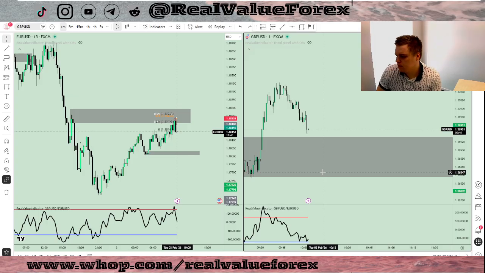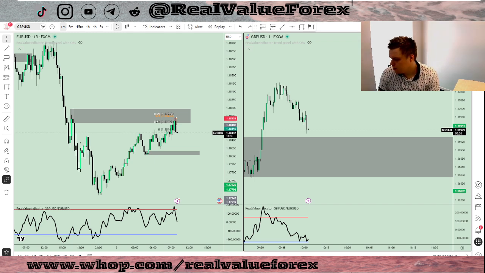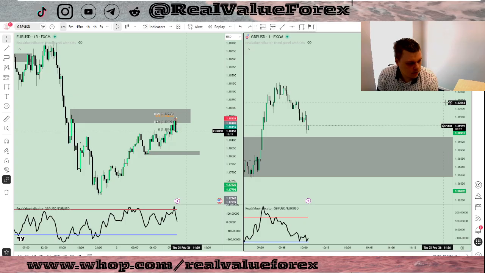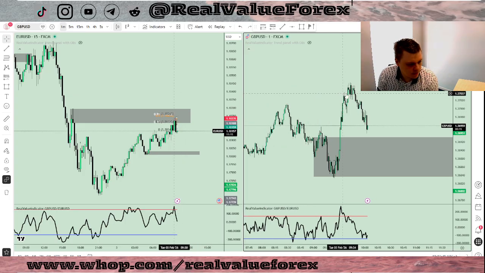Let me check out chat as well. GBPUSD sell zone. No, there is no unmitigated order block. There is a really good POI level, but not an unmitigated order block. So I wouldn't make this sell in here.